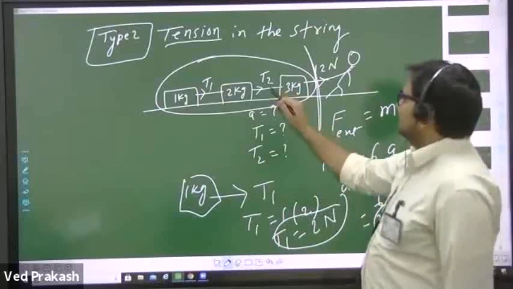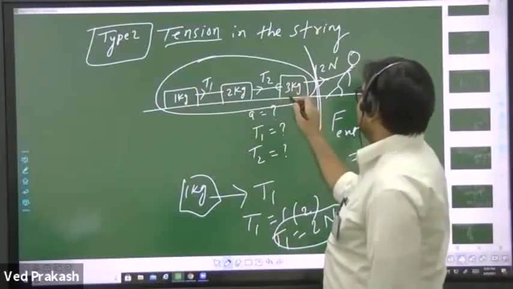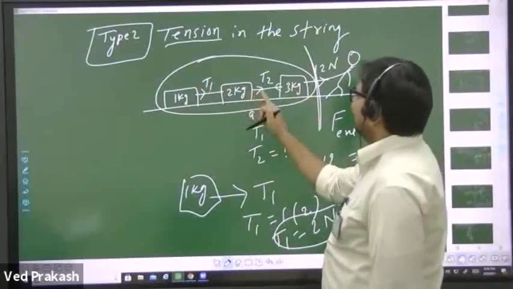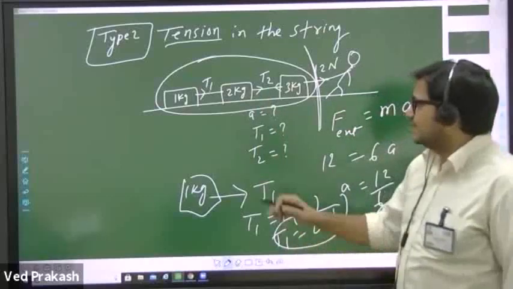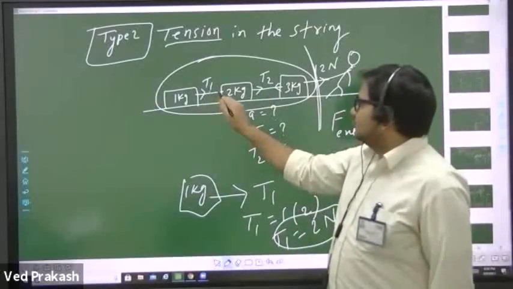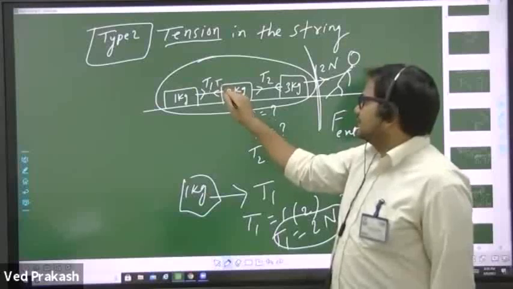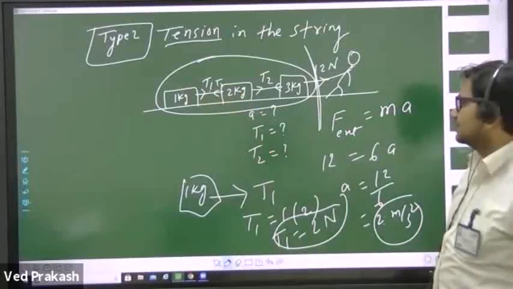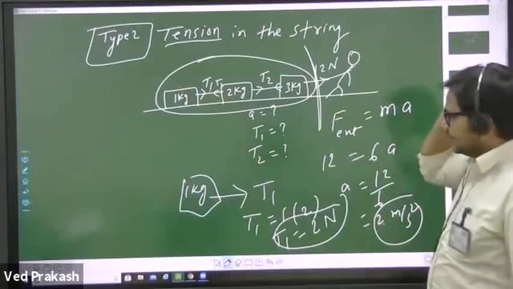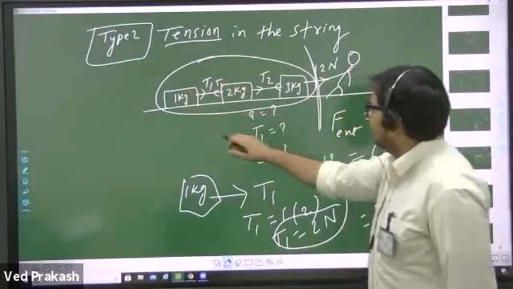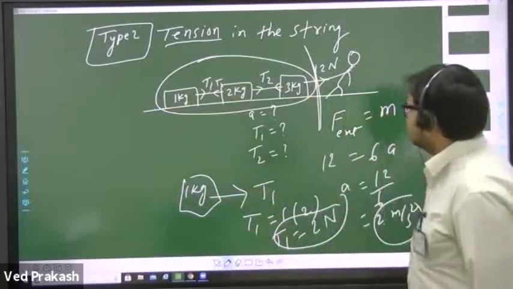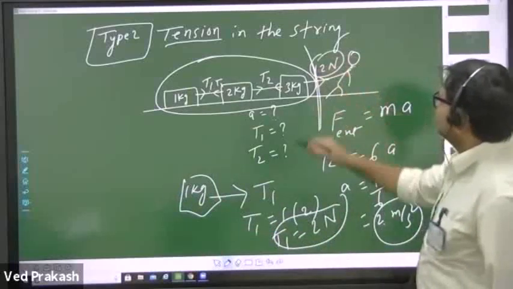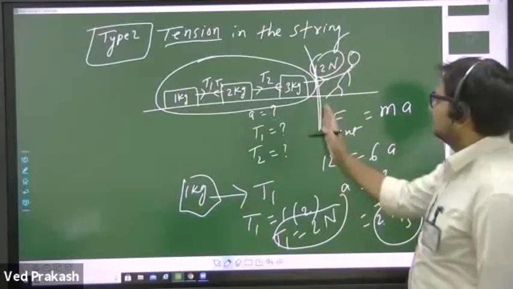This tension force will act in leftward direction for the 3 kg object and in rightward direction for the 2 kg object. Similarly, this tension force will act in leftward direction for the 2 kg object and in rightward direction for the 1 kg object. To solve such numericals, you have to take the whole thing as a system, and 12 Newton will act as the external force for this system.